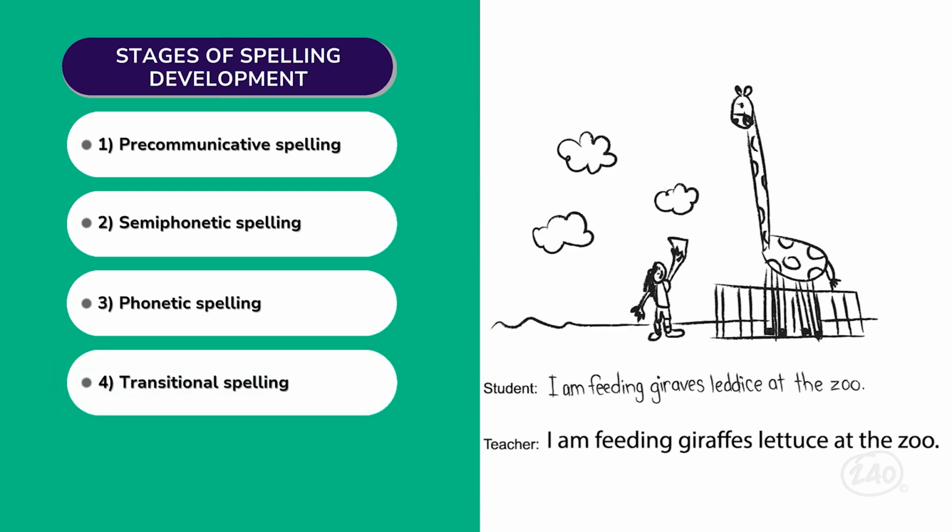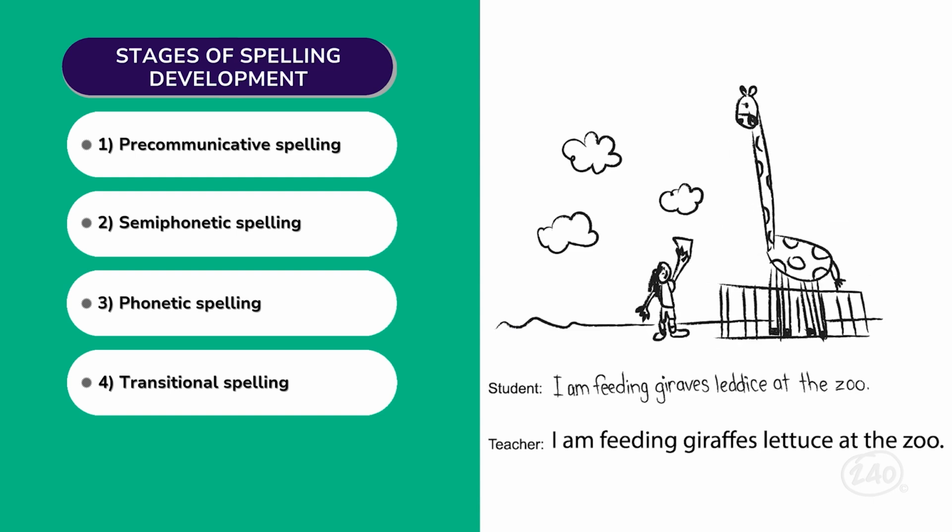The fourth stage is the transitional spelling stage, in which a child moves from depending solely on knowledge of letter-sound correspondence to incorporating knowledge of word structure and common visual representations of words in their spelling as well. More conventional spelling is present in the child's writing, but misspellings are still common and frequent.